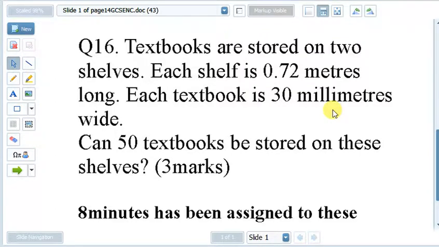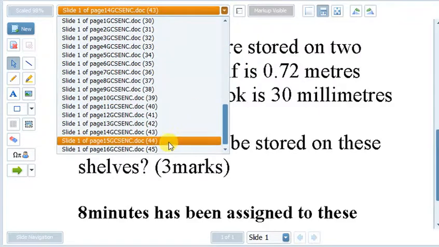Okay, so just a quick reminder of the question. Textbooks are stored on 2 shelves. Each shelf is 0.72 metres long and each textbook is 30 millimetres wide. So we've got metres and millimetres. So what we're going to have to do is to get both of those into the same unit. Can 50 textbooks be stored on these shelves?